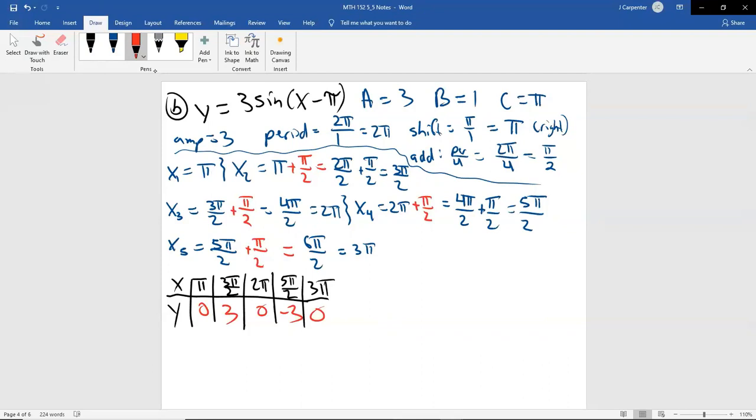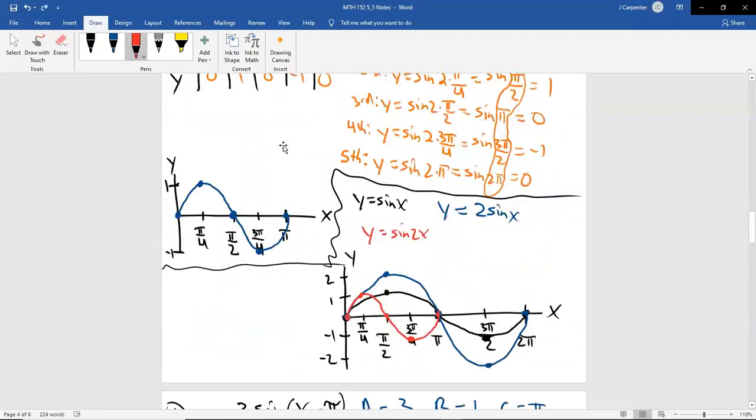But this will be what we get. Let's show some of the work though, just to make sure at least the first two are right. So I think I did that in orange. Yes, I did.